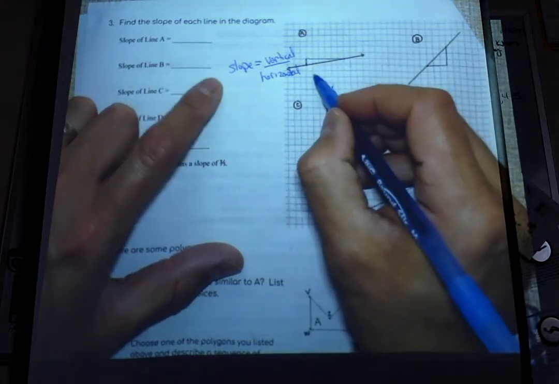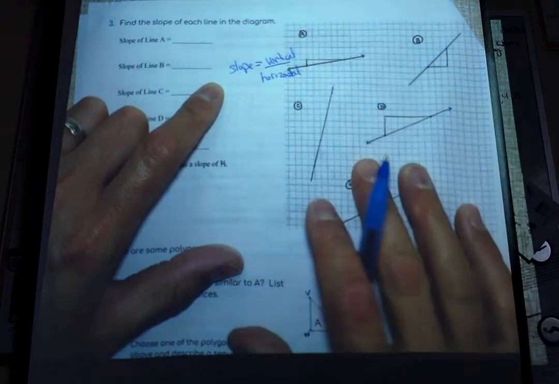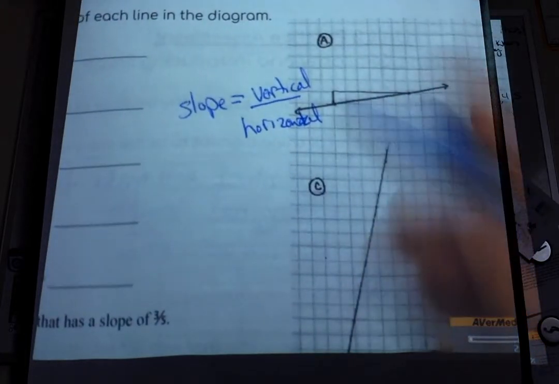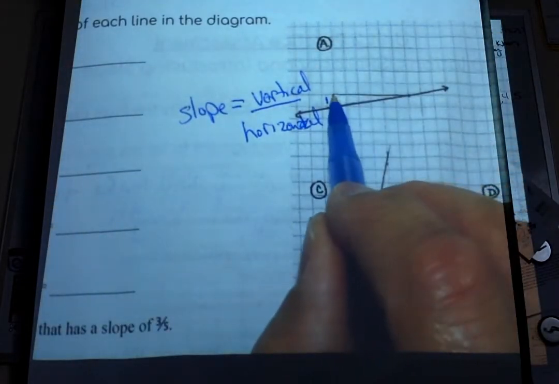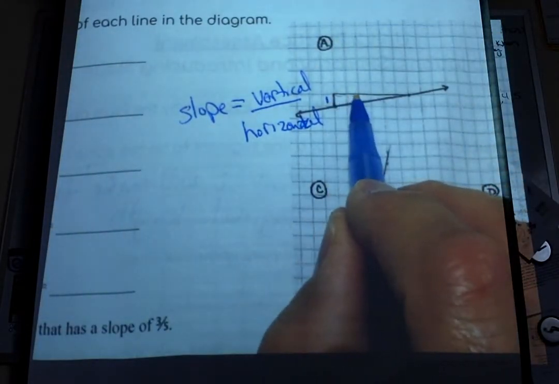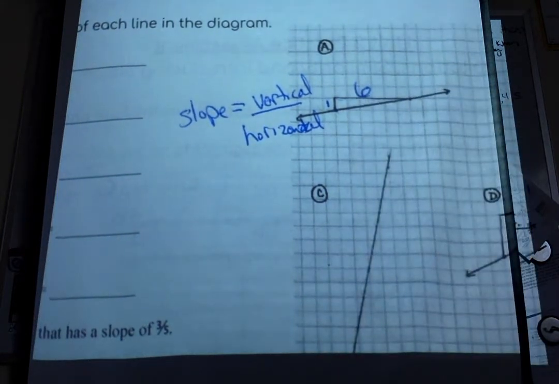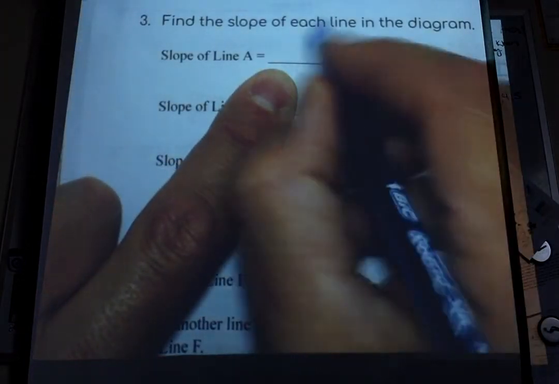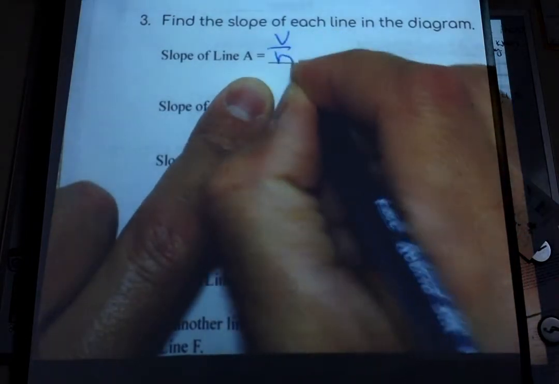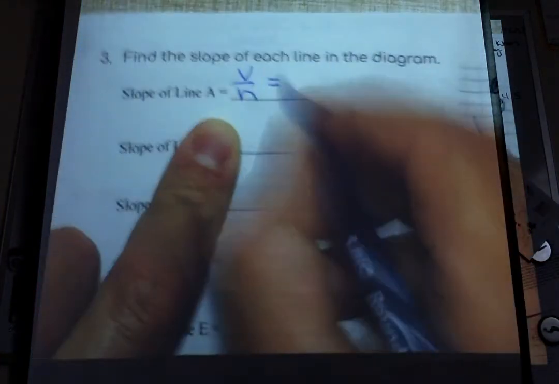All right, so if we're looking at letter A, I'm only looking at my slope triangle. So if I zoom this in, it's 1 square, so we're up 1. There's our vertical distance. And then I'm going to find our horizontal. 1, 2, 3, 4, 5, 6. So for slope A, it's going to be our vertical distance over horizontal. Our vertical distance was 1, and our horizontal is 6. So it's going to be 1 over 6.